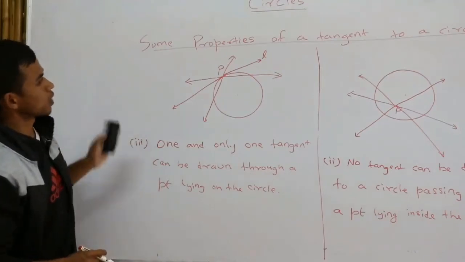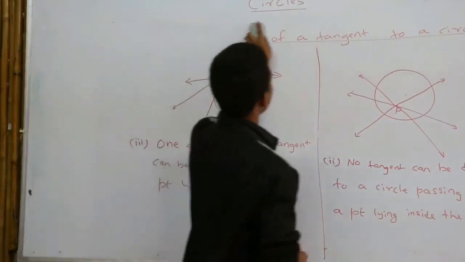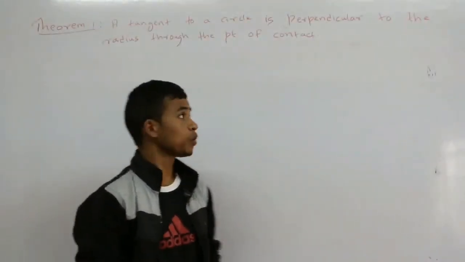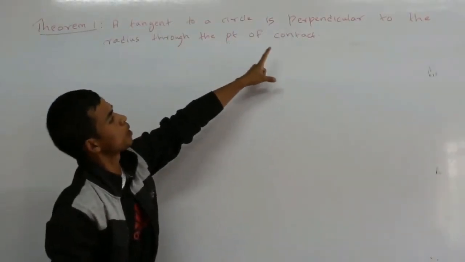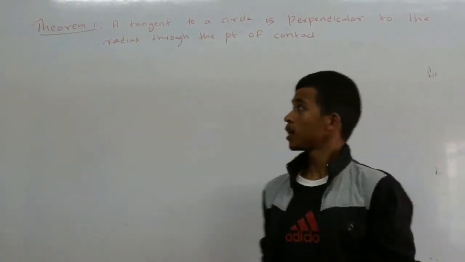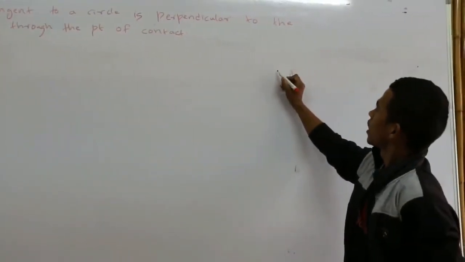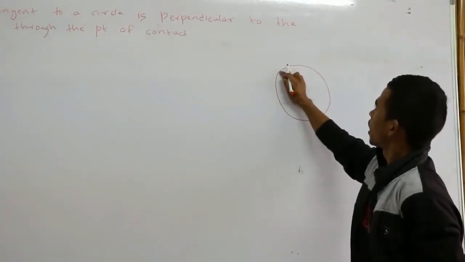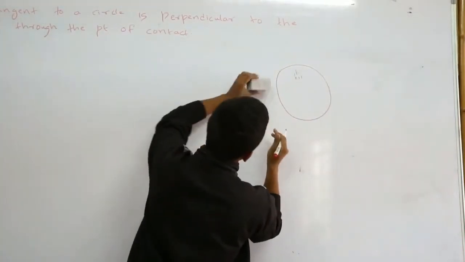So these are a few properties that I want to discuss that we need in this chapter. Now we will try to do some theorems that we need to proceed further. Now we will do this theorem which states that a tangent to a circle is perpendicular to the radius through the point of contact. So for this statement, we will first draw a diagram. It is given that a tangent to a circle. So we have a circle and a tangent. Suppose I consider this tangent.